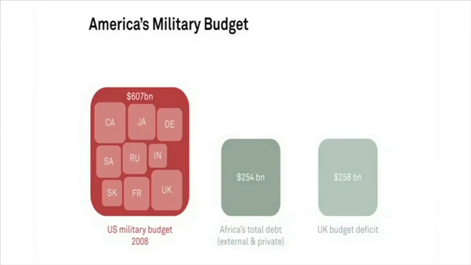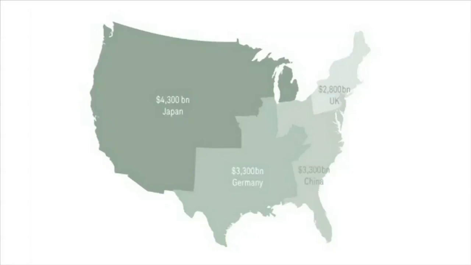Now, you can see Africa's total debt there and the UK budget deficit for reference. So that might well chime with your view that America is a sort of warmongering military machine out to overpower the world with its huge industrial and military complex. But is it true that America has the biggest military budget? Because America is an incredibly rich country. In fact, it's so massively rich that it can contain the four other top industrialized nations' economies inside itself. So its military budget is bound to be enormous.